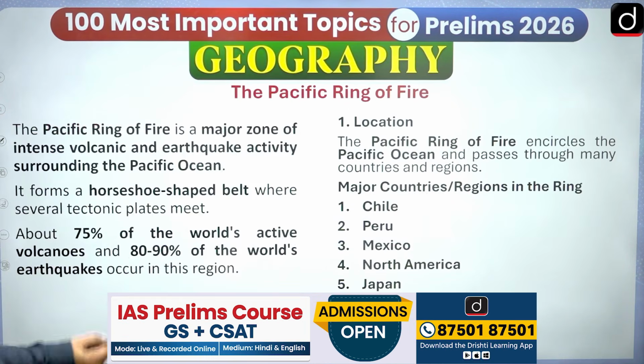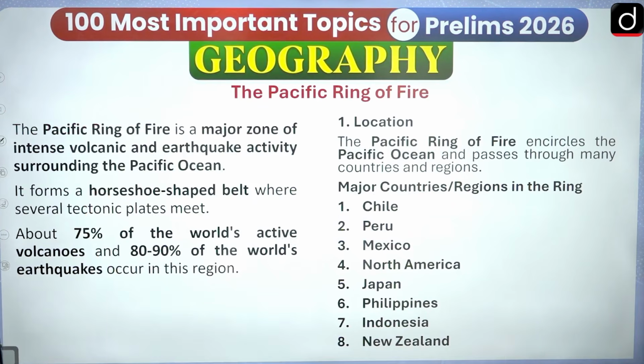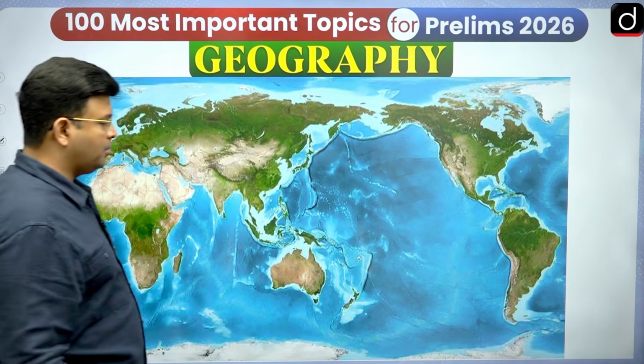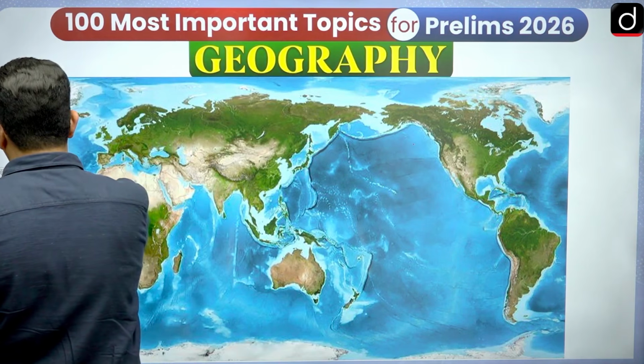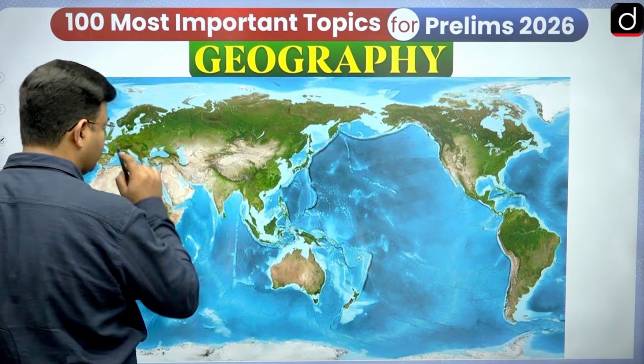So here, the next topic that we are going to see is the Pacific Ring of Fire. In the Pacific Ring of Fire, if I am talking about this region, what is happening? This is in the Pacific Ocean.